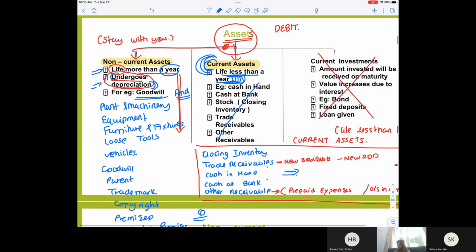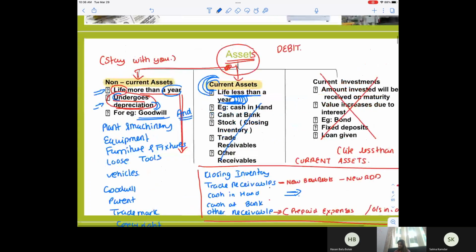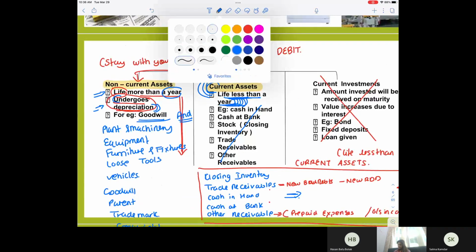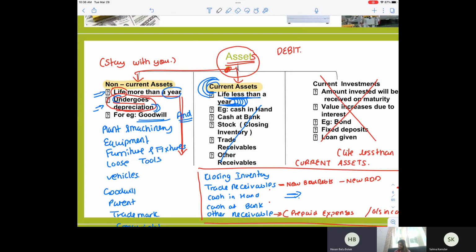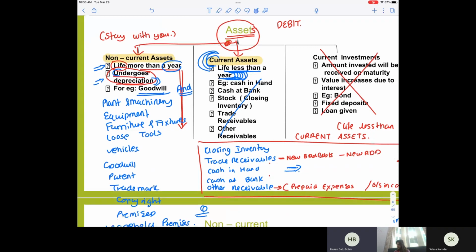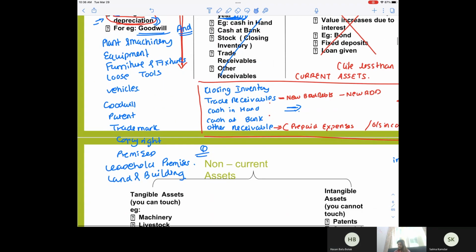Can you give me a definition of depreciation? Depreciation is the cost of using a non-current asset. Okay. Now give me examples of non-current assets. As I said, machinery, vehicles, equipment, furniture and fixtures, loose tools, goodwill, patent, trademark, copyright, premises, leasehold premises, land and building.